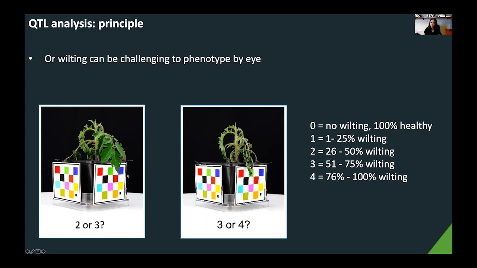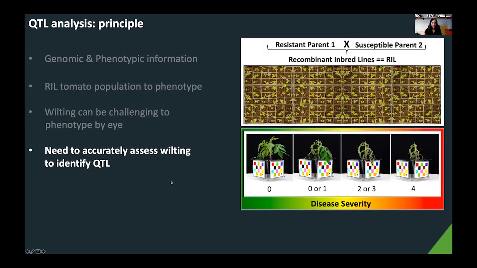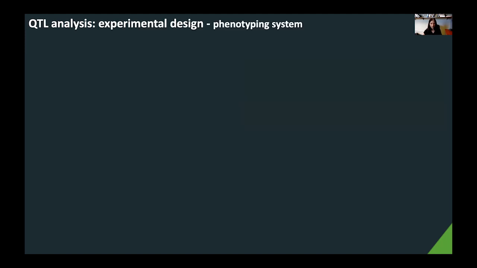What's the difference between 40% wilting and 55% wilting? If you give people this plant, you might get a 3 or a 4. And this is where it becomes challenging when you're doing a QTL analysis, right? Because you need to be able to accurately phenotype if you're going to identify QTL. Okay, so this was the problem, and we decided to approach it using digital phenotyping methods.